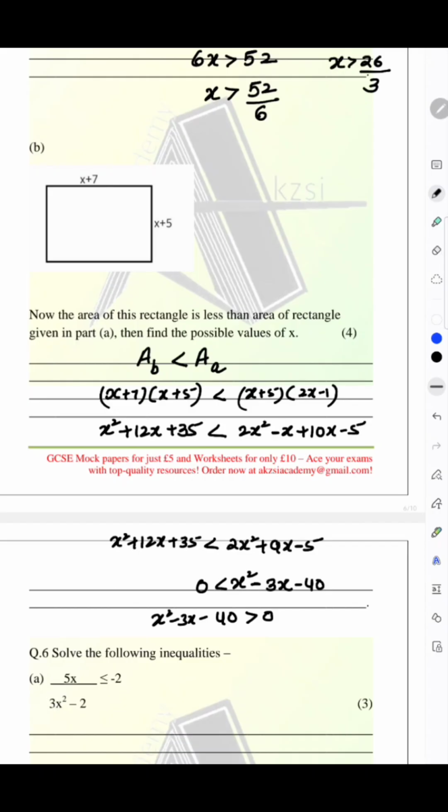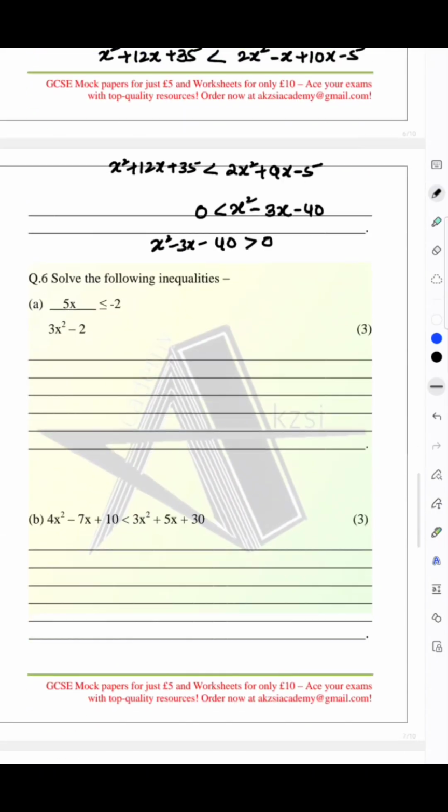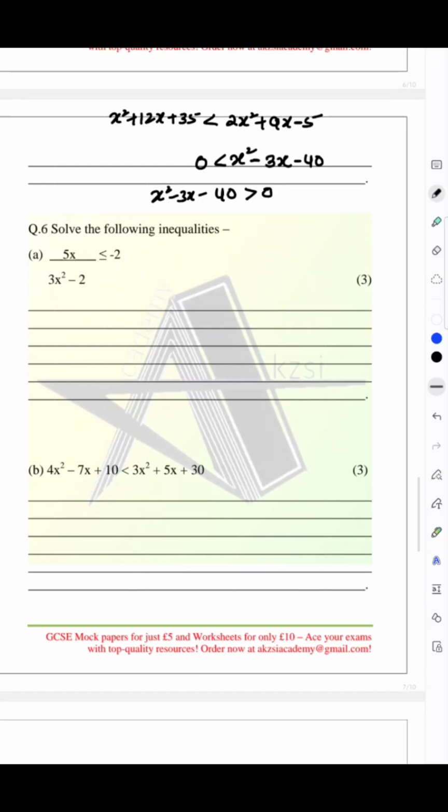And if this is greater than 0, this is a quadratic inequality. The way to solve a quadratic inequality is to first solve the quadratic equation. This is the quadratic inequality, x squared minus 3x minus 40 greater than 0. If you're not aware of this, just pay attention, and if you still can't understand, you can go over the video 2-3 times to understand it properly. The first thing we have to do is convert the inequality into an equation. You replace this sign with an equals sign. So x squared minus 3x minus 40 equals 0.